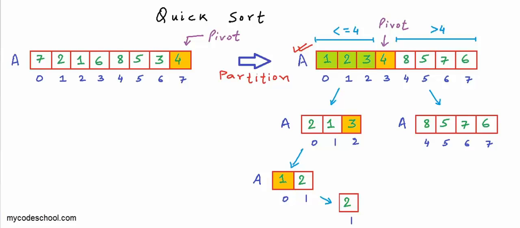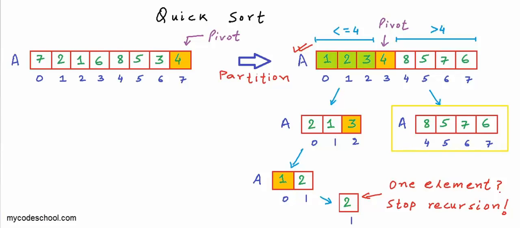And when we have only one element in a sublist or a segment, that segment is already sorted. We do not need to break the problem any further. So we need to stop our recursion at this stage. This will be the exit condition from recursion. And at this stage, the segment from 0 till index 2 is sorted. And now we can go ahead and work on the segment from index 4 till 7.